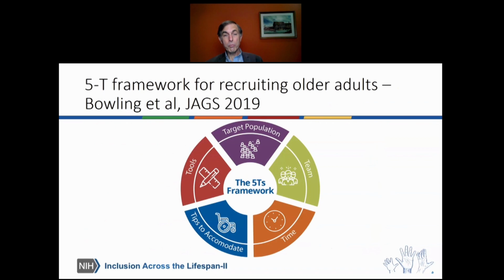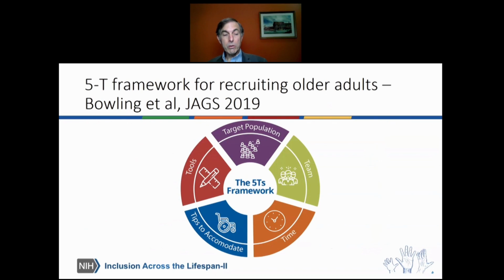So finally, there was a suggestion in the request for information that came out for this workshop, which we found very useful, which is the 5T framework for recruiting older adults. So this was specific for older adults, but many of the dimensions here and in many of the other older adult issues that we discuss today and on September 2nd actually translate across older and younger populations. So the 5Ts are making sure you think about the target population in advance and avoiding exclusions that limit the generalizability of your study to any particular population.